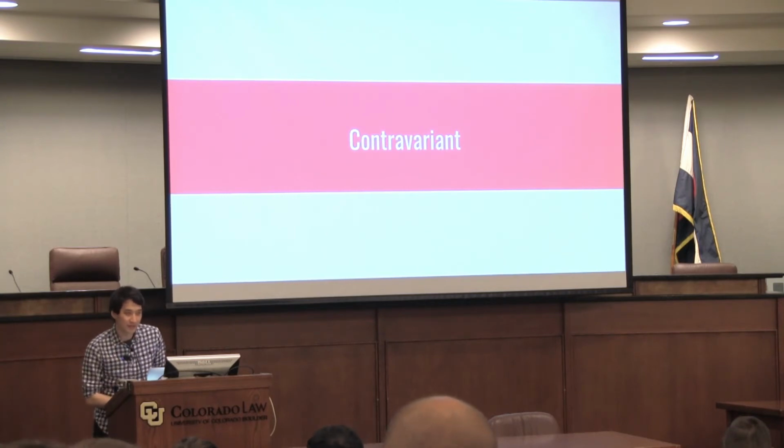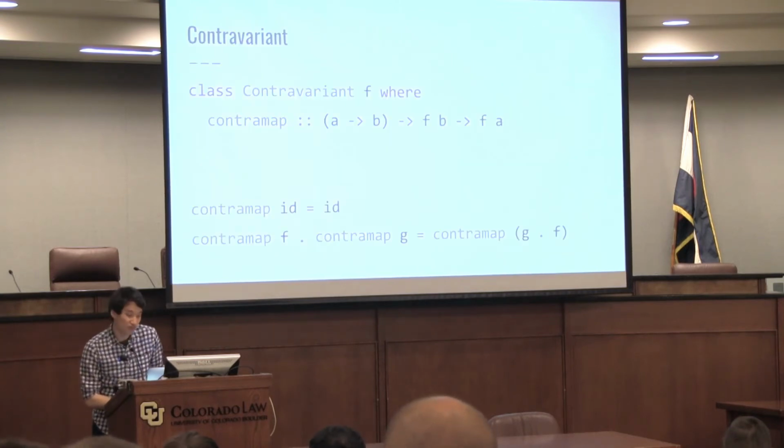All right, so this is where we get to the more counterintuitive stuff. Contravariant is like functor but backwards. So here's the definition of contravariant. Contramap is a function that looks a lot like fmap, right? It takes an A to B function, right? But then what's this? Then we take an FB and we return an FA. How do we get the FA? It's like we have to apply the function backwards? Like, what?